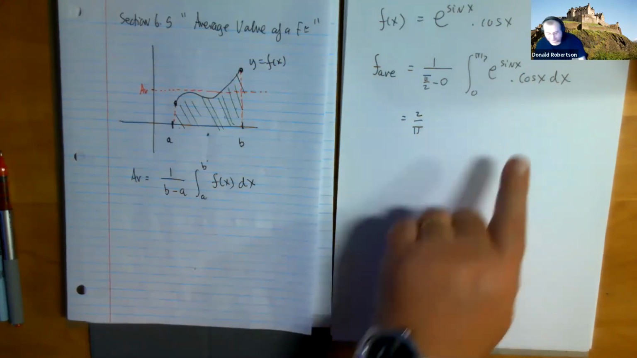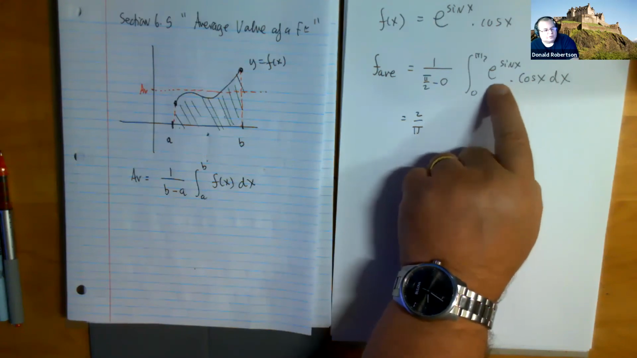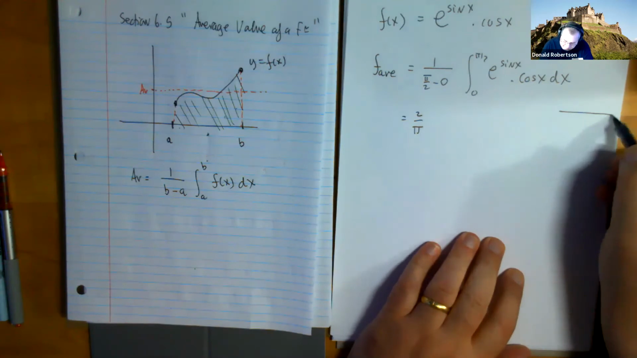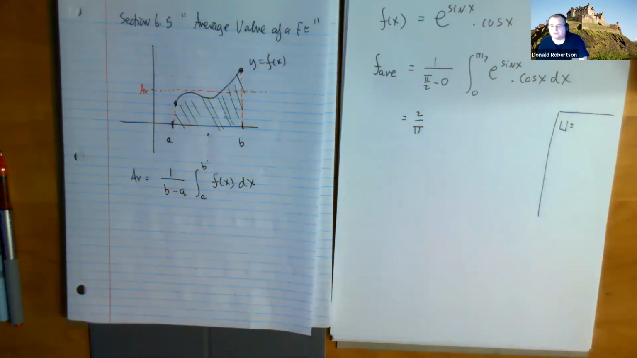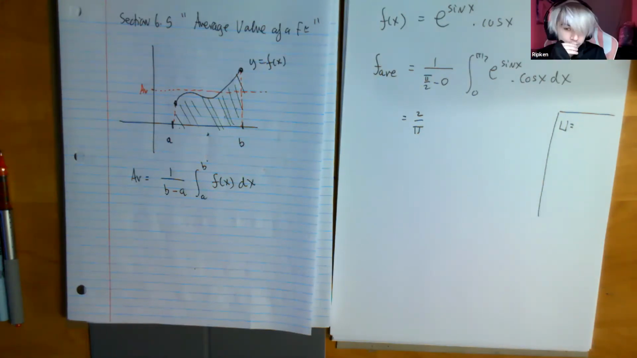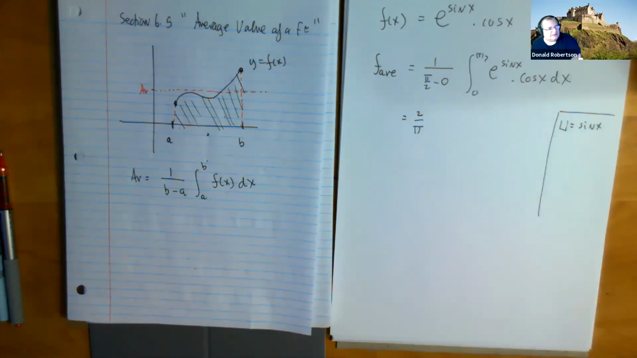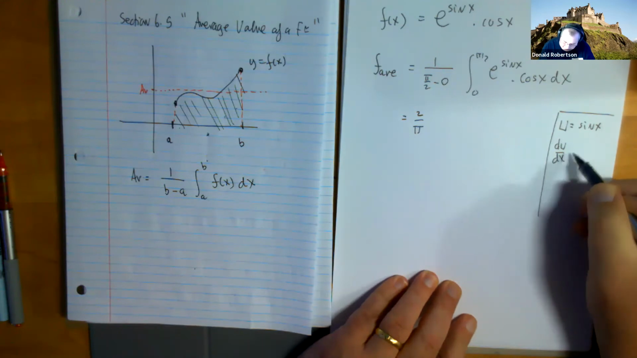Now, do you recognize that this is also a U sub? Agreed? Give me a U sub to use. Sine x. Agreed? Wouldn't this qualify under the e to the ugly guy rule? Use the ugly guy. So when you differentiate with respect to x, you get cosine.